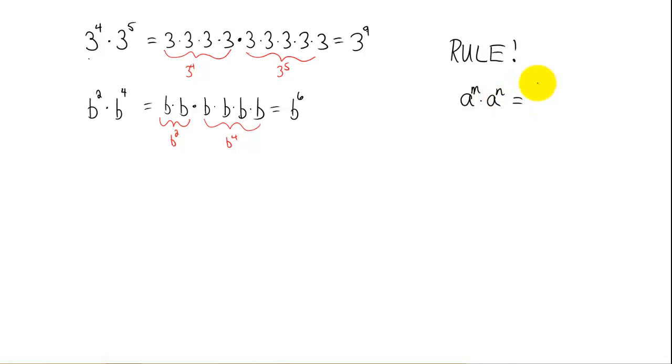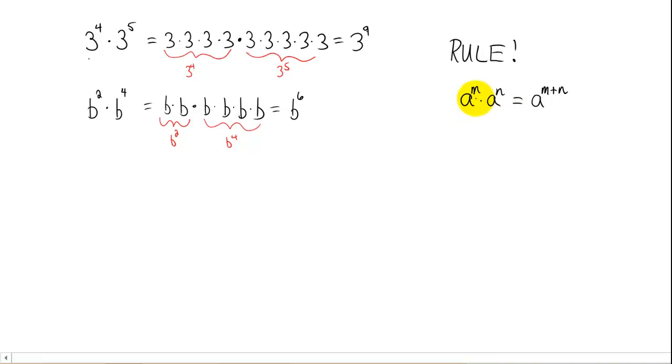and this power n. And the rule that we just recognized over here was if you have the same base and two different powers and these terms are multiplied together, the result can be written as that same base raised to the power of the other two powers added together.